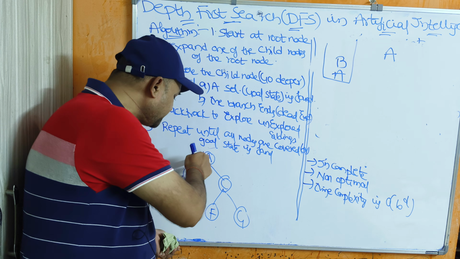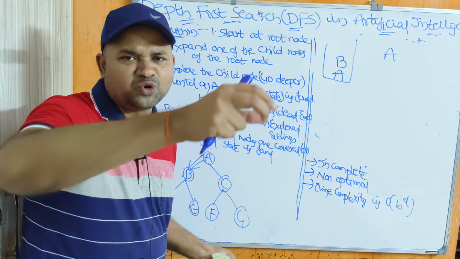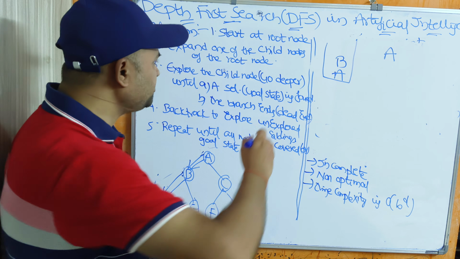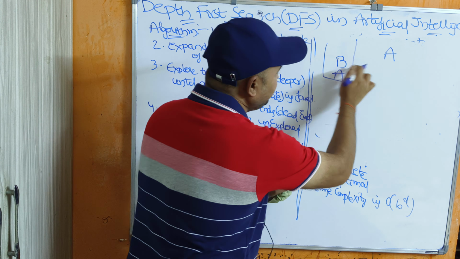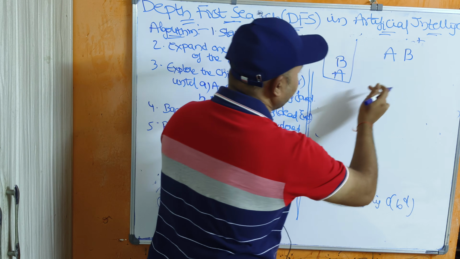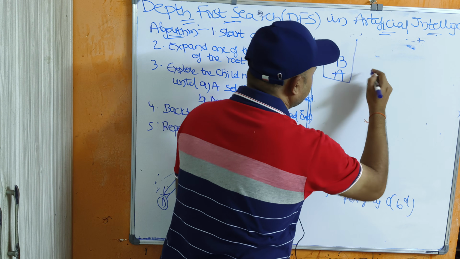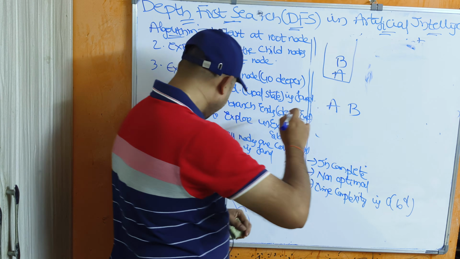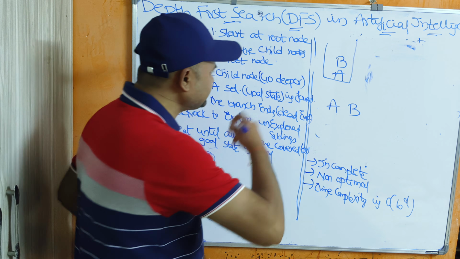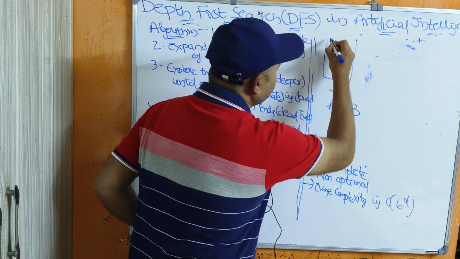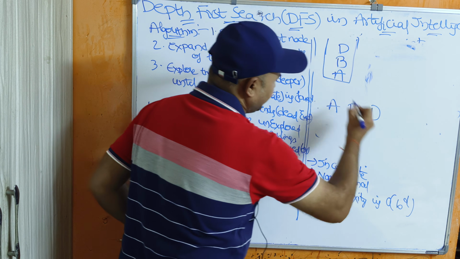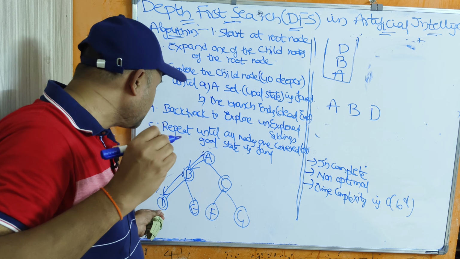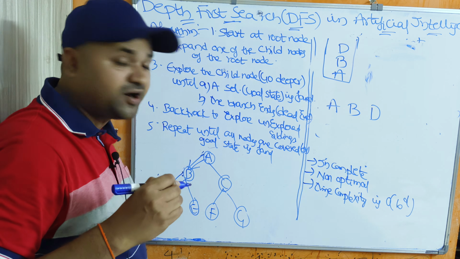But DFS means we have to select a path and go deepest in that path. So now we need to push D onto the stack. Already B is pushed. So traverse this node, AB is displayed. Next, D is the adjacent node, so push D onto the stack. D is also displayed. Next, there are no adjacent nodes of D, so here we got the dead end.